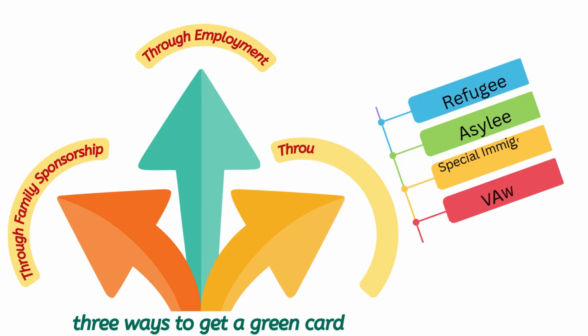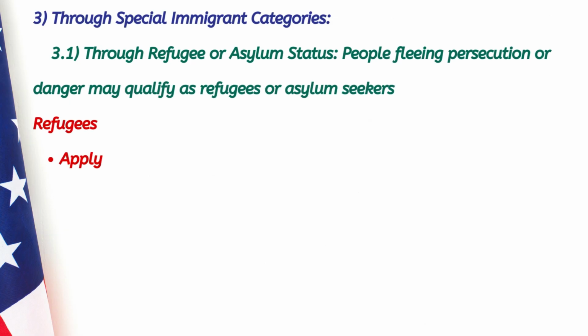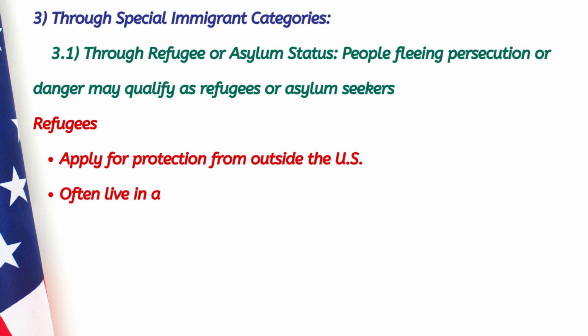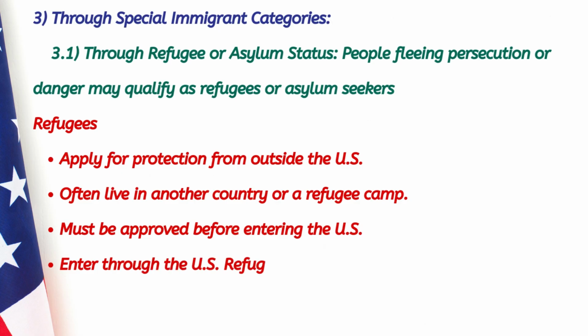Another way to get a green card is through special immigration categories. People who flee their home countries because of persecution or danger may qualify as refugees or asylum seekers. A refugee is someone who applies for protection from outside of the United States.